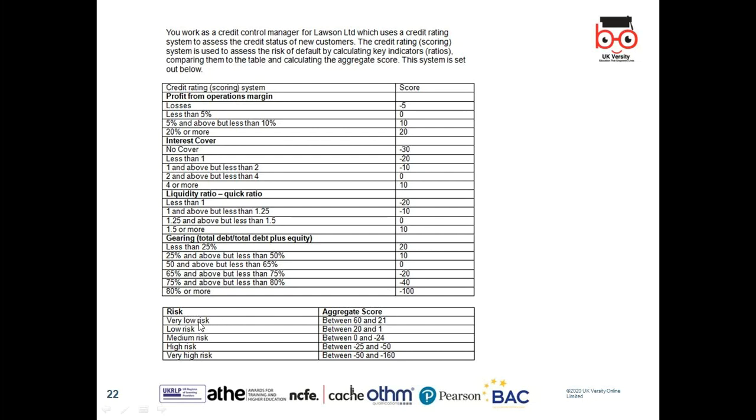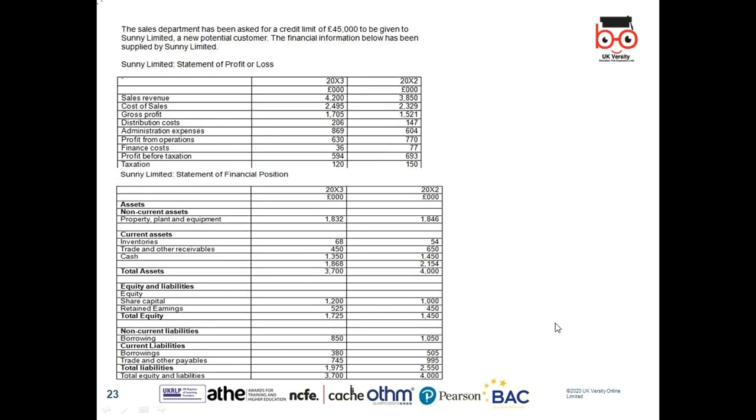So the risk, then, we can decide based on your score. If your score is between 60 to 21, it is very low risk. If between 20 to 1, it is low risk. If 0 to minus 24, it's a medium risk, and if it's minus 25 or below, it is a high risk, if your score comes out negative. So we need to look around this question, and then we can decide.